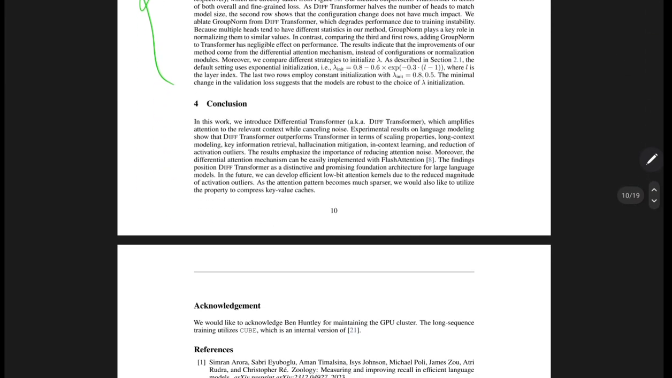What are they mentioning in the conclusion? Differential transformer amplifies attention to relevant context while cancelling noise. Experiment results on language modeling show that differential transformer outperforms transformer in terms of scaling properties, long context modeling, key information retrieval, hallucination mitigation, in context learning, and reduction of activation outliers. So I think almost everything they have covered. The attention pattern becomes much sparser. We would also like to utilize the property to compress key value caches. Oh, this is going to help a lot.